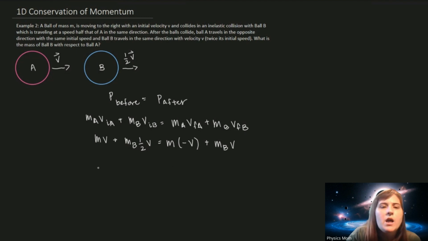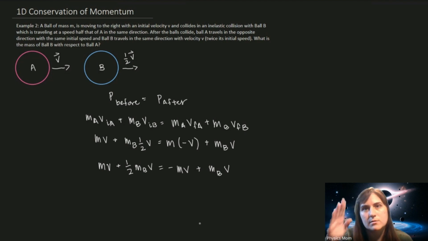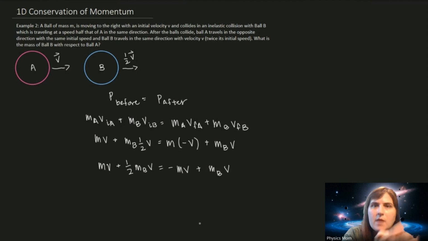Let's clean this up and simplify a bit. mv plus 1/2 mBv is going to equal negative mv plus mBv. Let's move like terms to like. So let's get the mass of B to one side and just m, the mass of A, to the other side. I'm going to add this to the left side, so it's going to give me 2mv. I can do that because they're like terms. I'm going to subtract this to the right side. Again, like terms. I'm basically thinking this could be thought of as 2/2, and I'm subtracting 1/2 from it, so that's just going to give me 1/2 mBv.